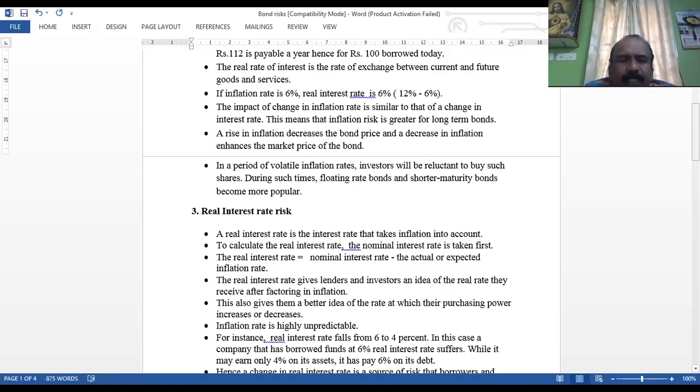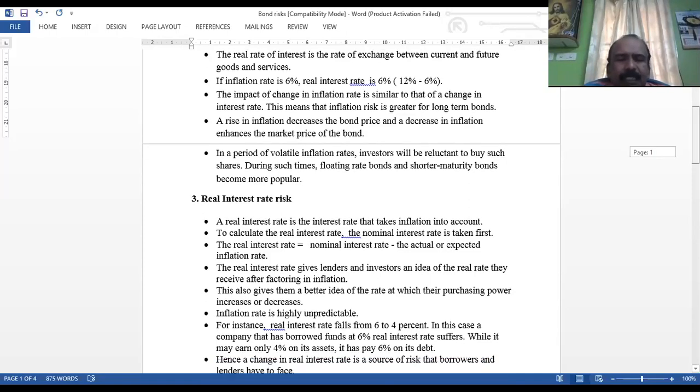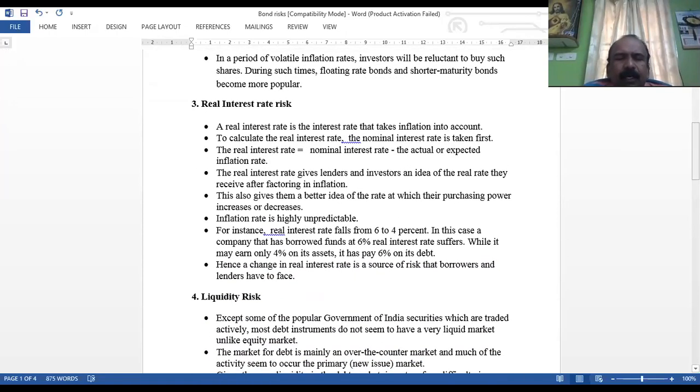Then we call it real interest rate risk. The same thing we have seen earlier; we are taking it as a separate point. Real interest rate, as we have seen earlier, is the nominal interest rate minus the inflation rate. To calculate the real interest rate, the nominal interest rate is taken first. The real interest rate is equal to the nominal interest rate minus the actual or expected inflation rate.